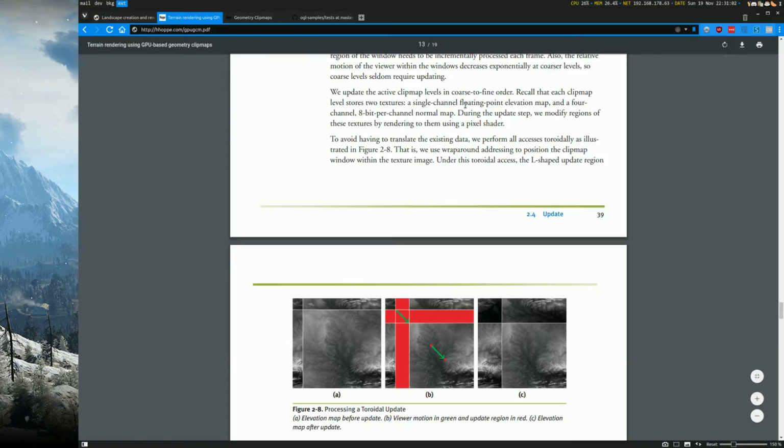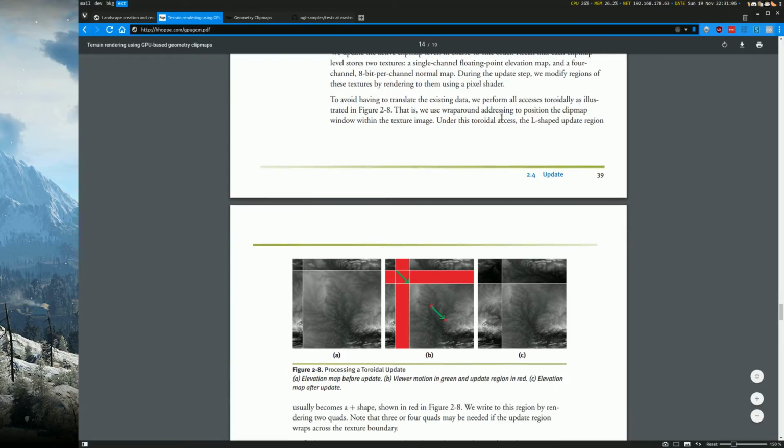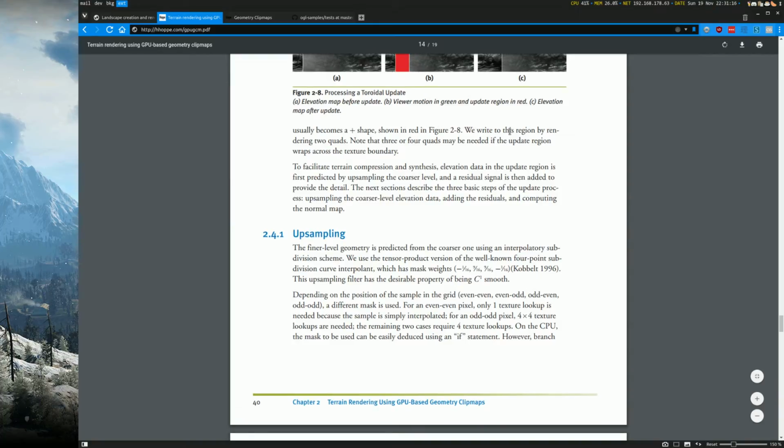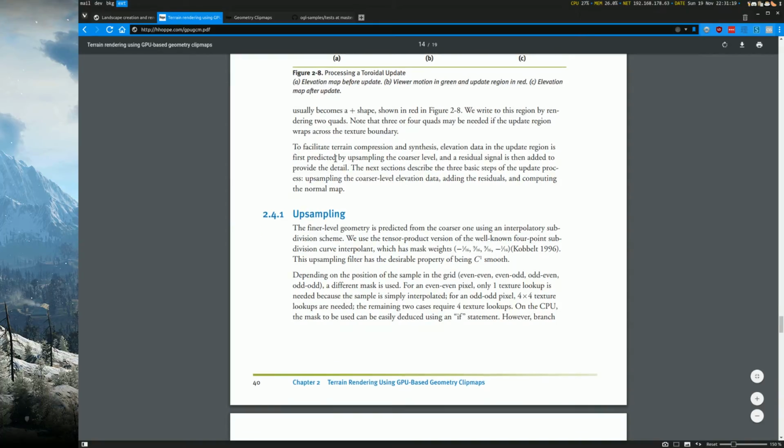Recall that each clipmap stores 2 textures, a single channel floating point elevation, and a 4-channel normal map. We modify our region rendering to use a pixel shader, avoiding having to translate existing data. We write this region by rendering 2 quads, facilitating compression and synthesis. Elevation data in the update region is first predicted by upsampling the coarser level, and the residual signal is then added to provide the detail.